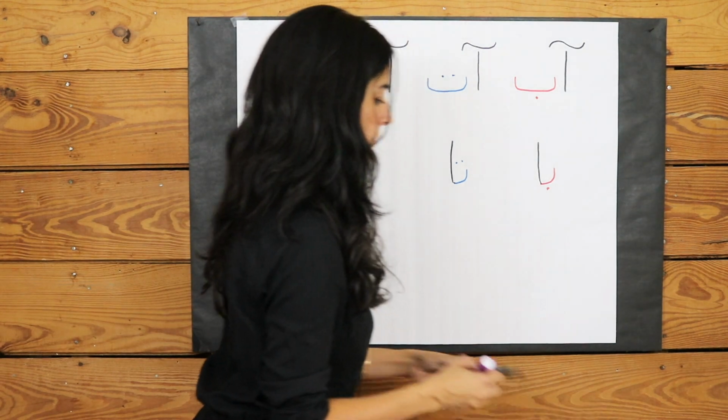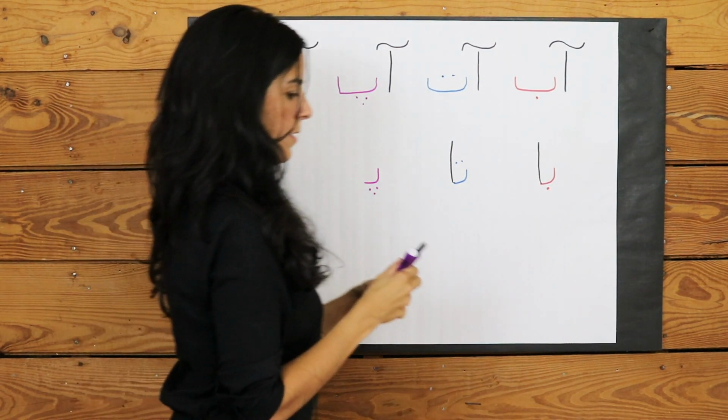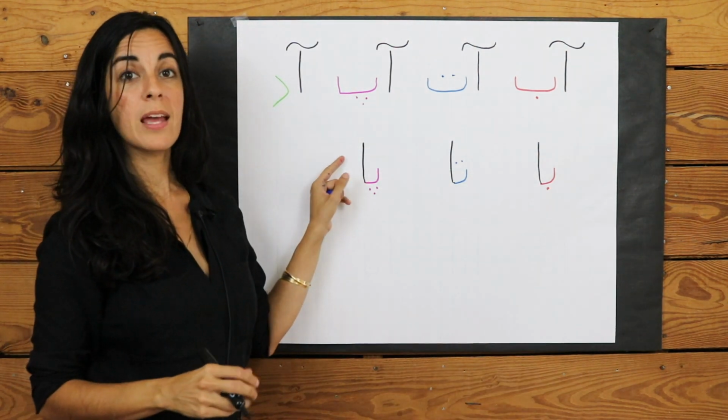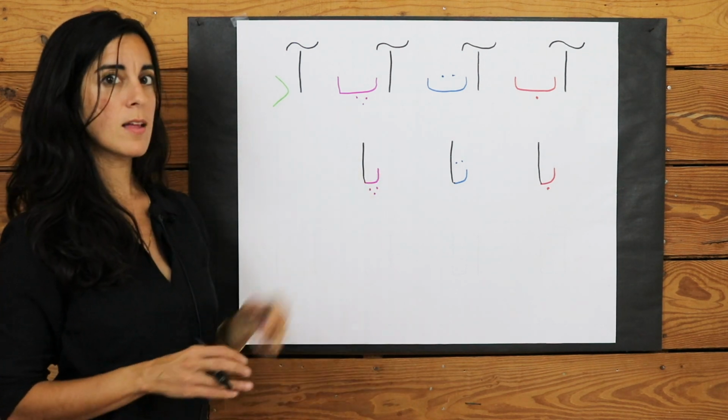Next, the letter pe with an a becomes pa. And you might recognize that word. It means foot. So pe and a, pa.